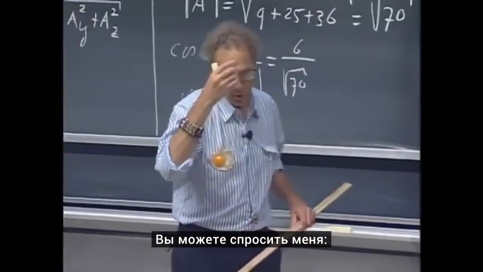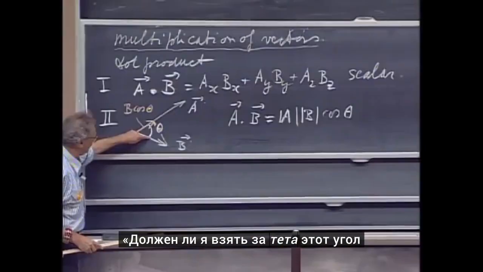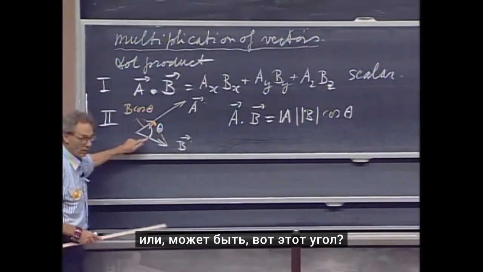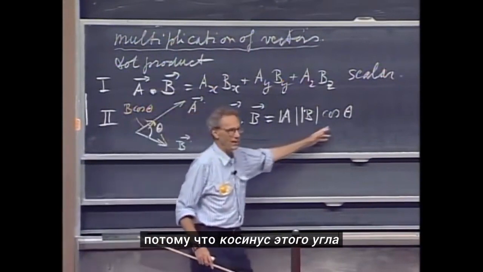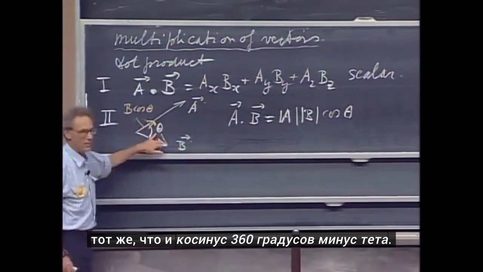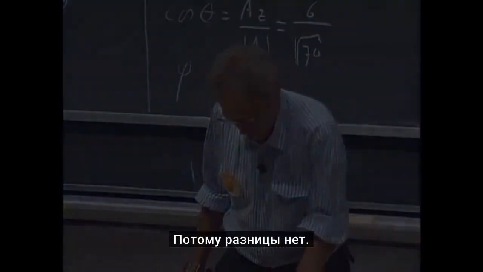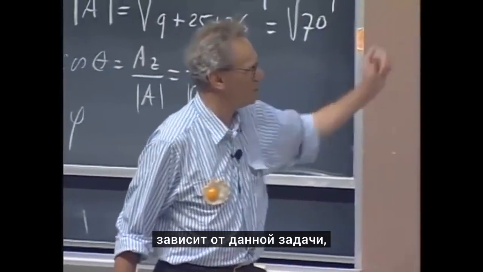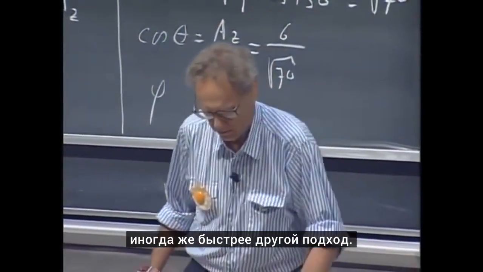Now you may ask me, gee, how do I know what theta is? How do I know I should take theta this angle, or maybe I should take theta this angle? I mean, what angle is A making with B? It makes no difference, because the cosine of this angle here is the same as the cosine of 360 degrees minus theta. So that makes no difference. Sometimes this is faster, depending upon how the problem is presented to you. Sometimes the other is faster.